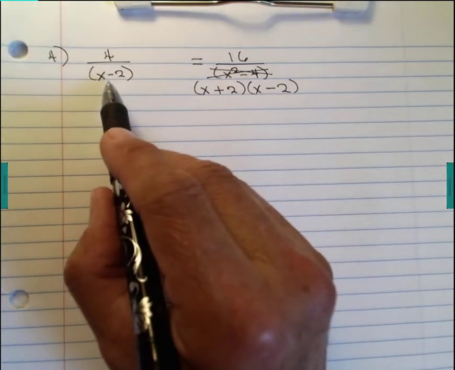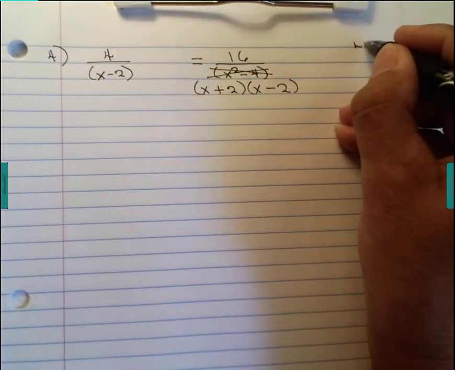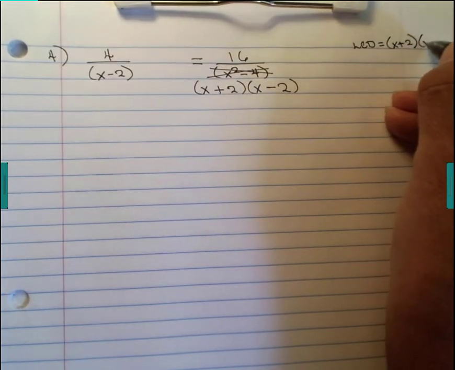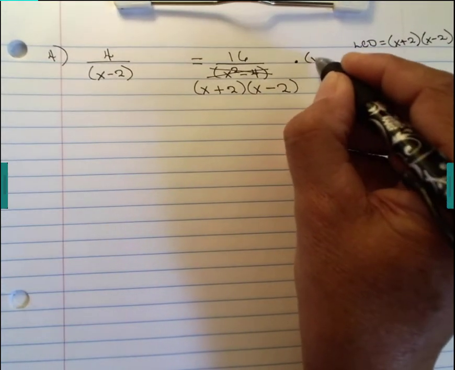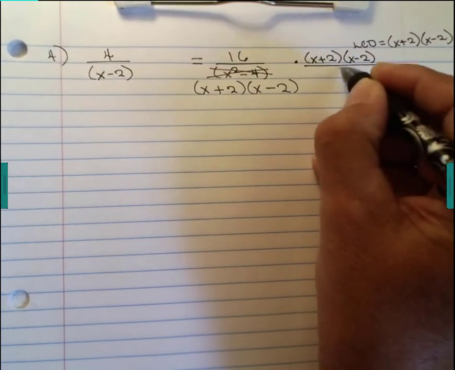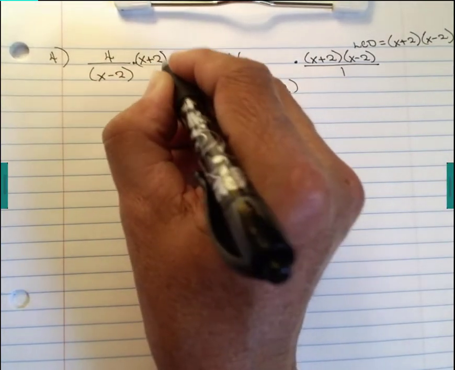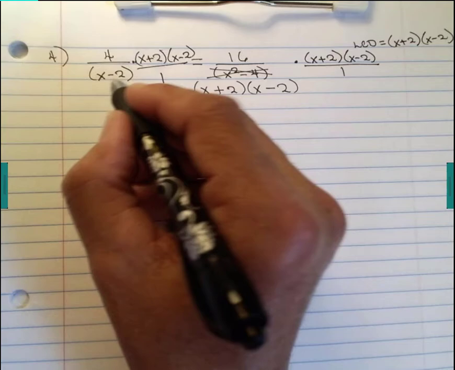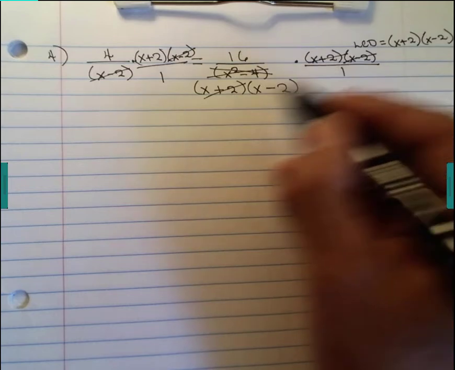Now I can see my LCD. It has to include both of these, and that one, fortunately, is inside them. So LCD is equal to x plus 2 times x minus 2. So when I multiply times my LCD over 1, it takes me longer to write this out than it does to explain it. I can start reducing. Well, here the x minus 2's will reduce. And over here, x plus 2 and x minus 2 will reduce.